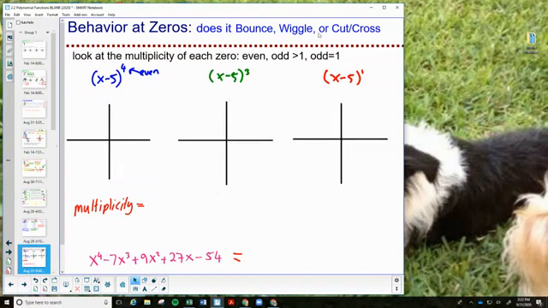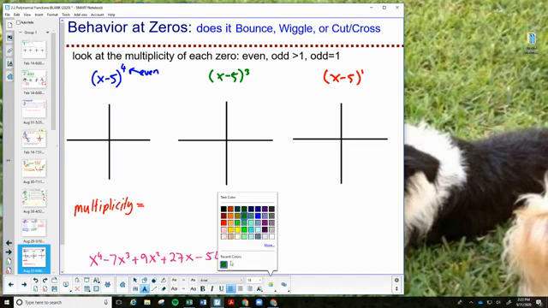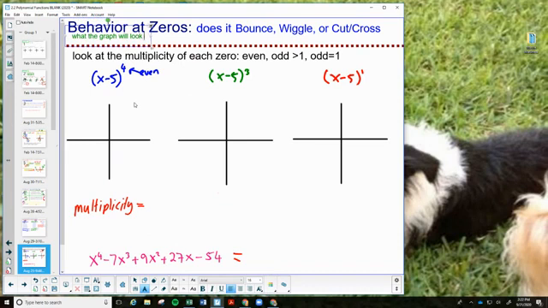Moving on. So the behavior at the zeros. Does your graph bounce, wiggle, or cut across? Remember, if the roots of the zeros are real, they're going to actually give you your x-intercepts. So what we're talking about when we're talking about behavior at zeros, we're talking about what the graph will look like at the x-intercepts. Okay? Oops, spelled that wrong.